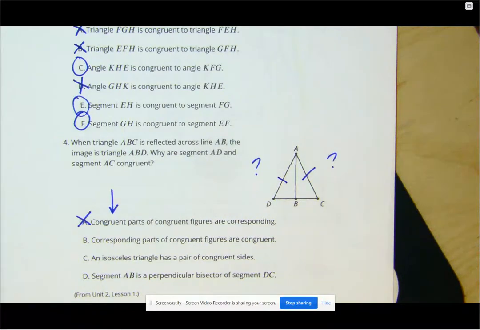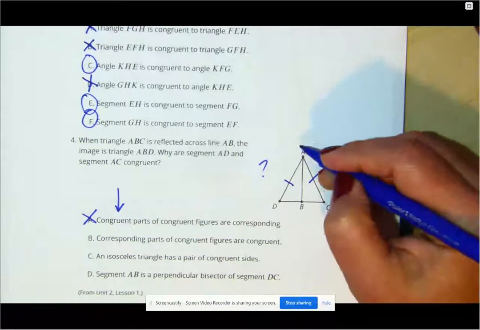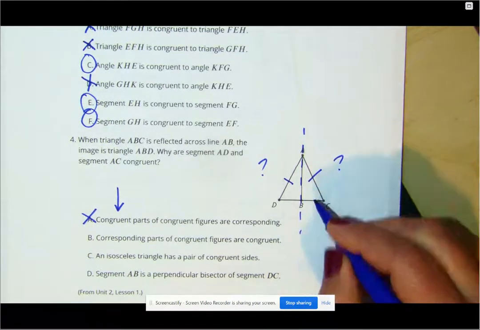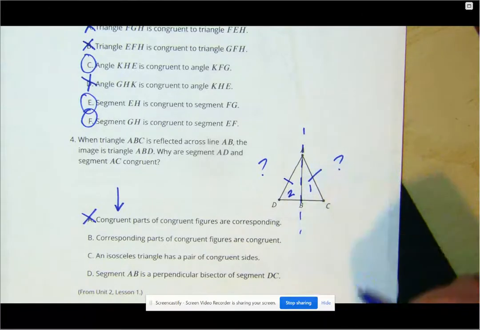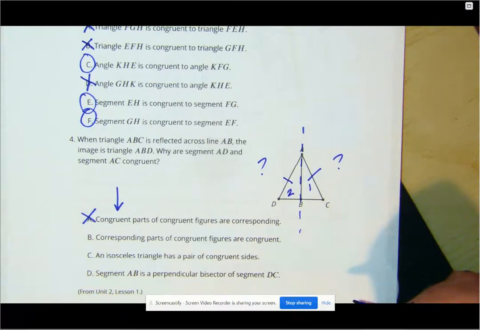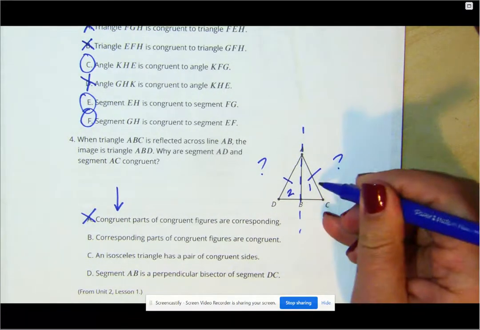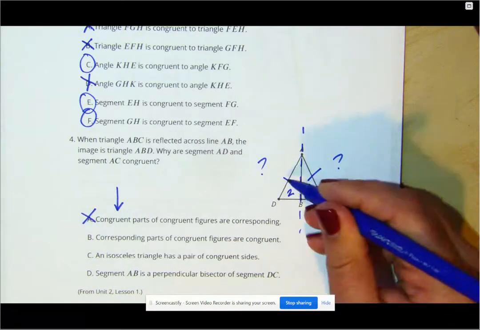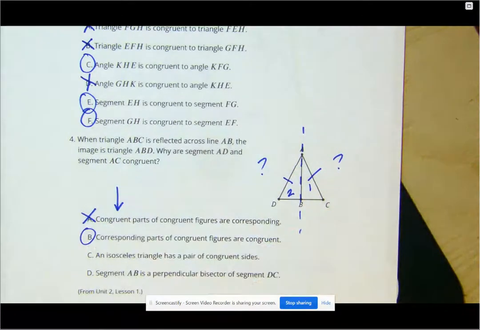Corresponding parts of congruent figures are congruent. Okay, so after a reflection across this, right, that mapped triangle 1 onto triangle 2, which guarantees they are congruent. And if two figures are congruent, then all the parts of this one that got mapped onto that one are congruent, and those two sides are corresponding. Corresponding parts of congruent figures are congruent.